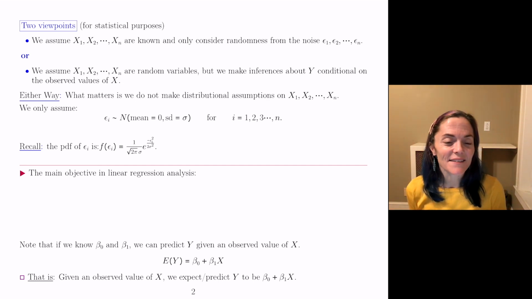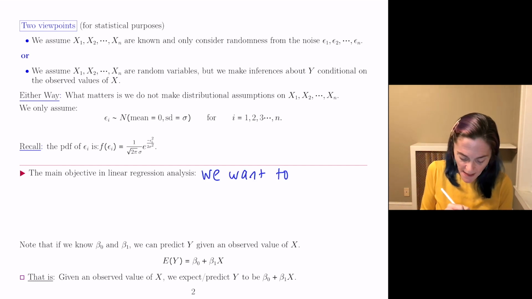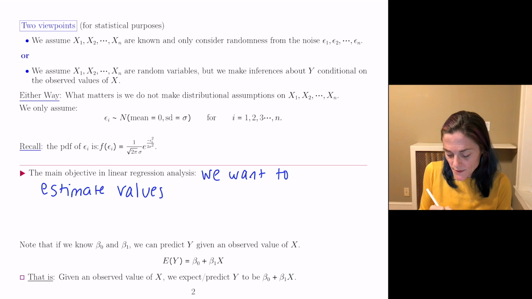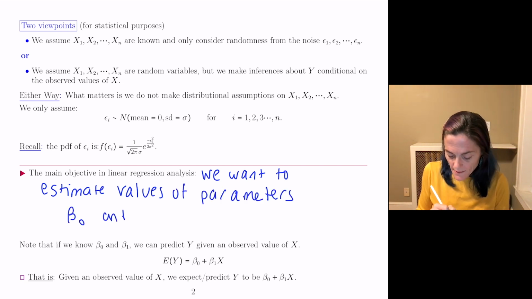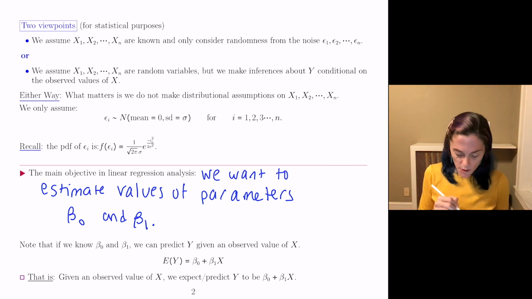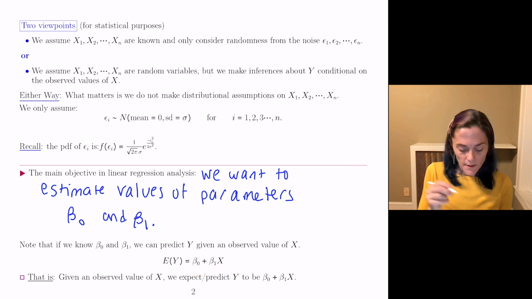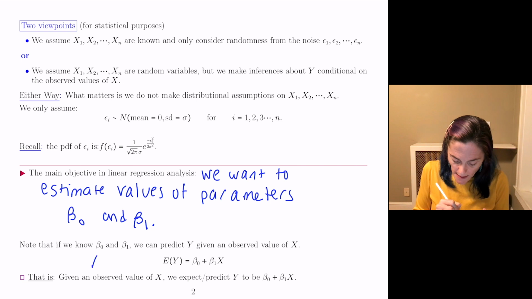Now, what is the objective in regression analysis? We want to estimate the values of these parameters, beta 0 and beta 1. Now, note that if we know beta 0 and beta 1, we can predict y given an observed value x. So this is read, the expected value of y is, well, we expect it to be beta 0 plus beta 1 x. You will also see this written as, say, mu y given x.